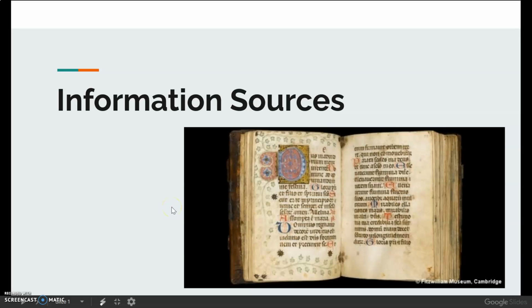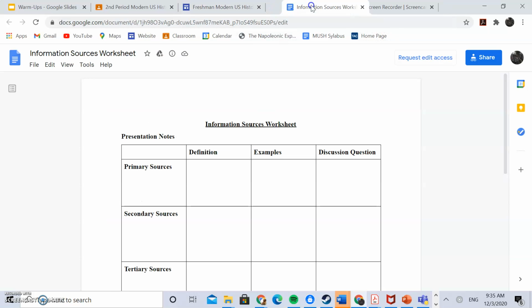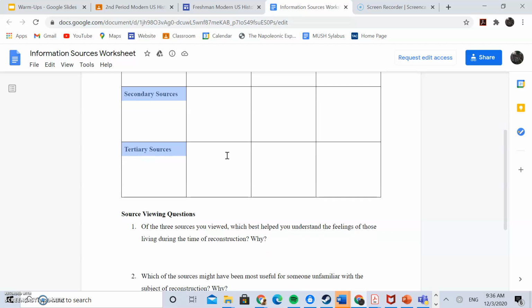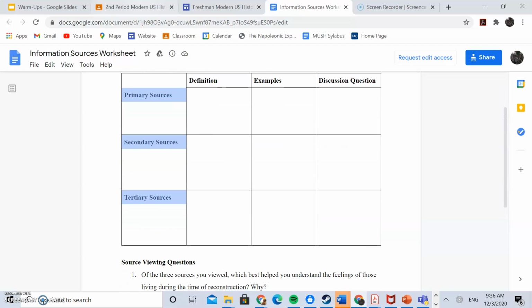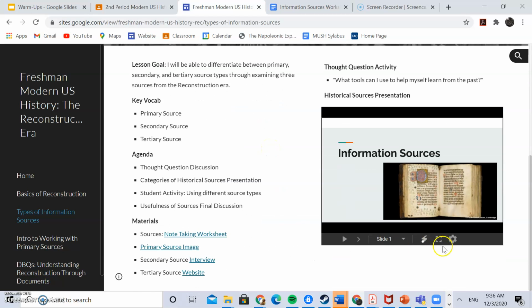Good morning, everyone. Today we're going to be working on this slideshow, which will have accompanying notes. These notes are going to be in your Google Classroom. I'll post them there, and they should be there right now when you're seeing this video, but they'll look like this. It's very similar to other notes we've taken with a chart, where you have definition, examples, and discussion questions in the columns, and in the rows you have the three different information source types that we will be covering today. So just listen along to the slideshow and take notes within your chart so I know you're following along.